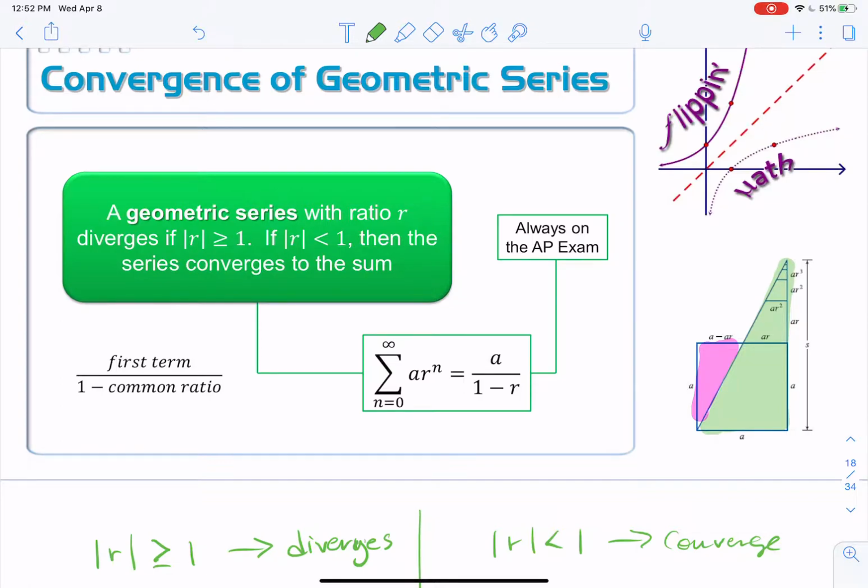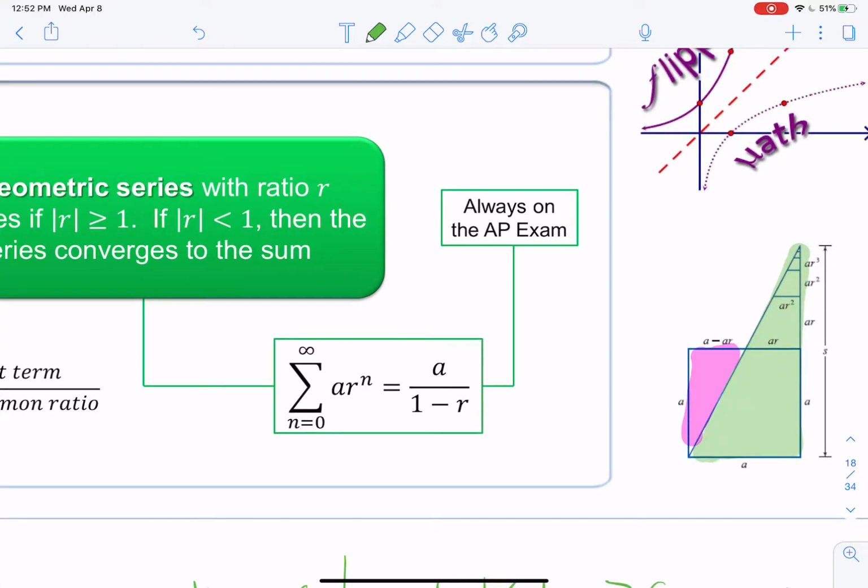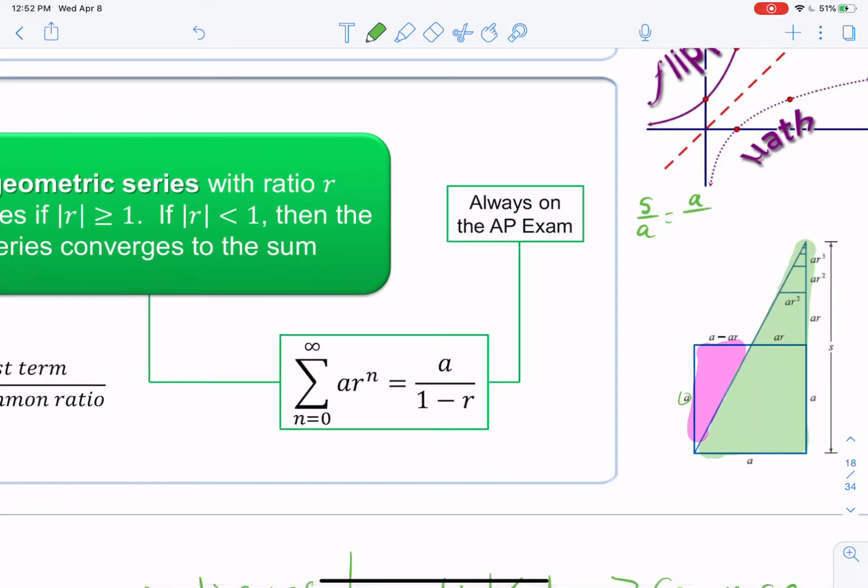So notice that the s that's over here is a plus a times r plus a times r squared plus a times r cubed. It's the sum of our series. So if I take a ratio like small to big, s corresponds to the larger side on this side, which is a, is equal to the small, which is a over a minus ar.